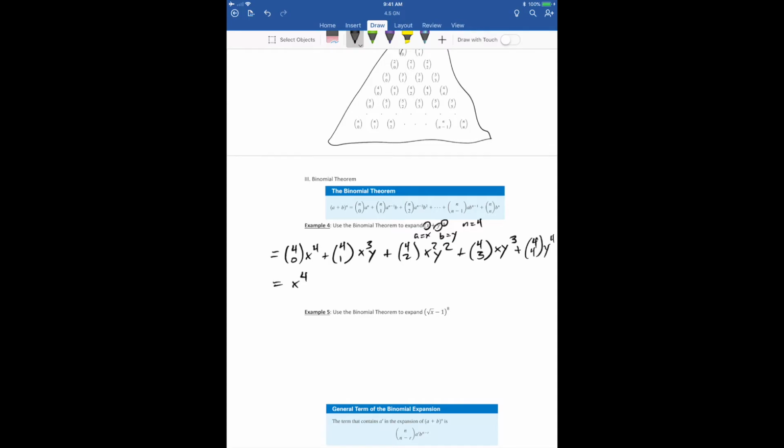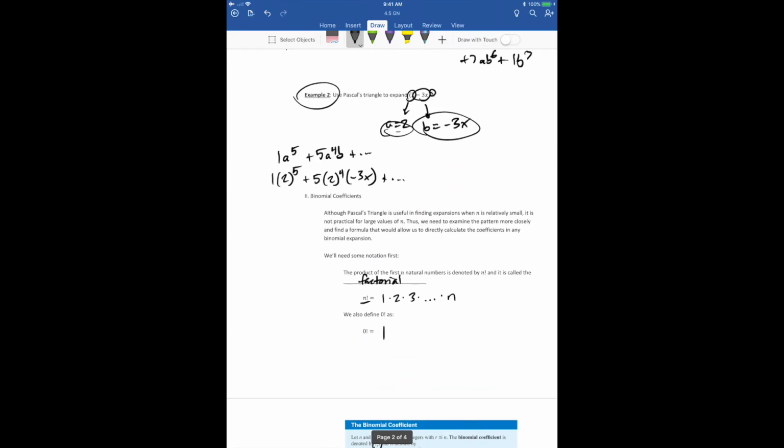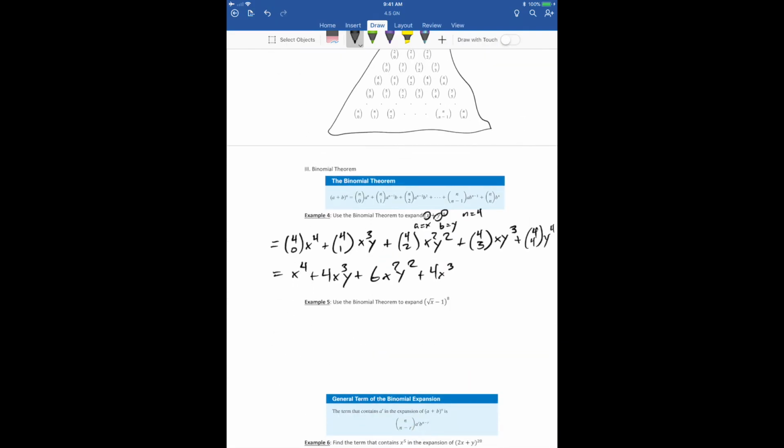My coefficients, go ahead and calculate those, or this is a small enough number where you can just follow the row in Pascal's triangle. Plus 4 x cubed y plus 6 x squared y squared plus 4 xy cubed plus y to the 4th. And that's all there is to it. Yeah, that's how I expand this binomial using the binomial theorem.